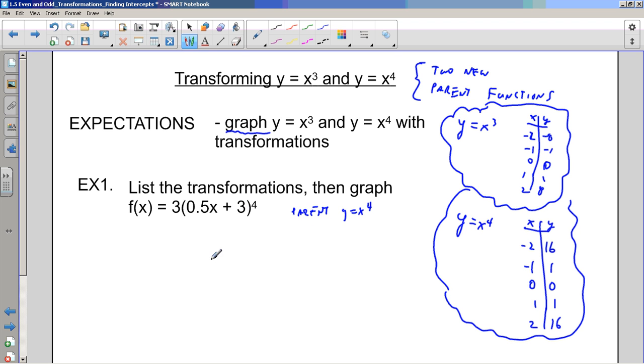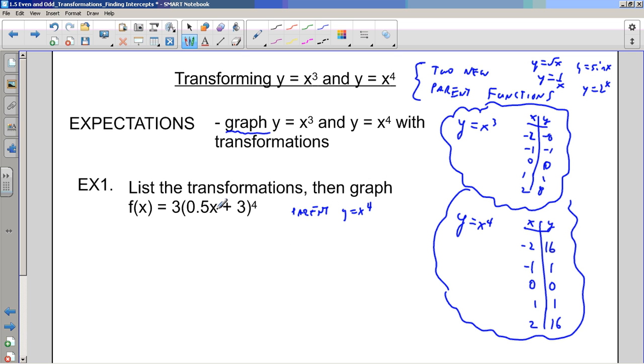We're asked to list the transformations. Notice that means we've got to pick out each of these things and say what it does to this original parent graph. Remember, we had all those other parent functions from earlier, unit 0. We had all these parent functions, and now we've got two new ones. Well, no big whoop, I hope.